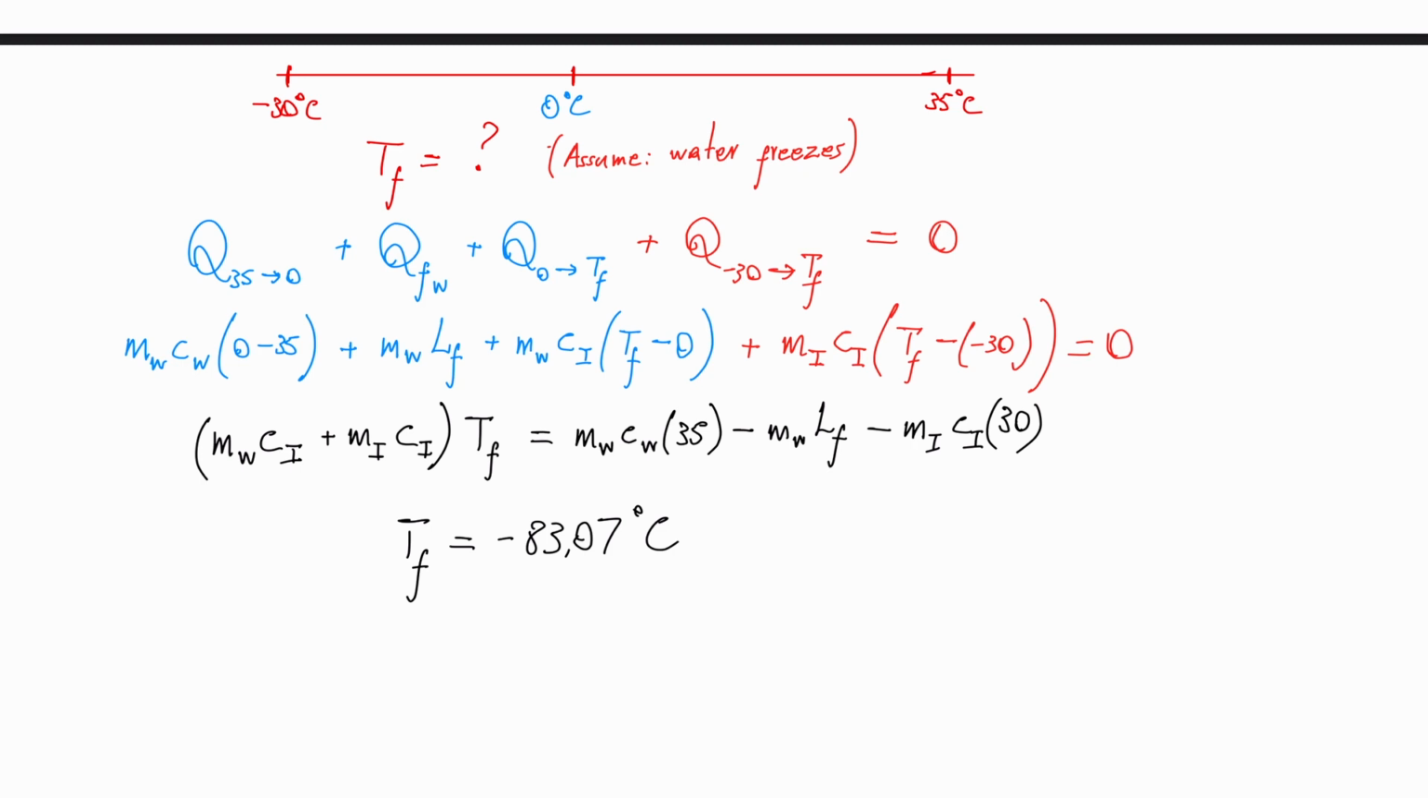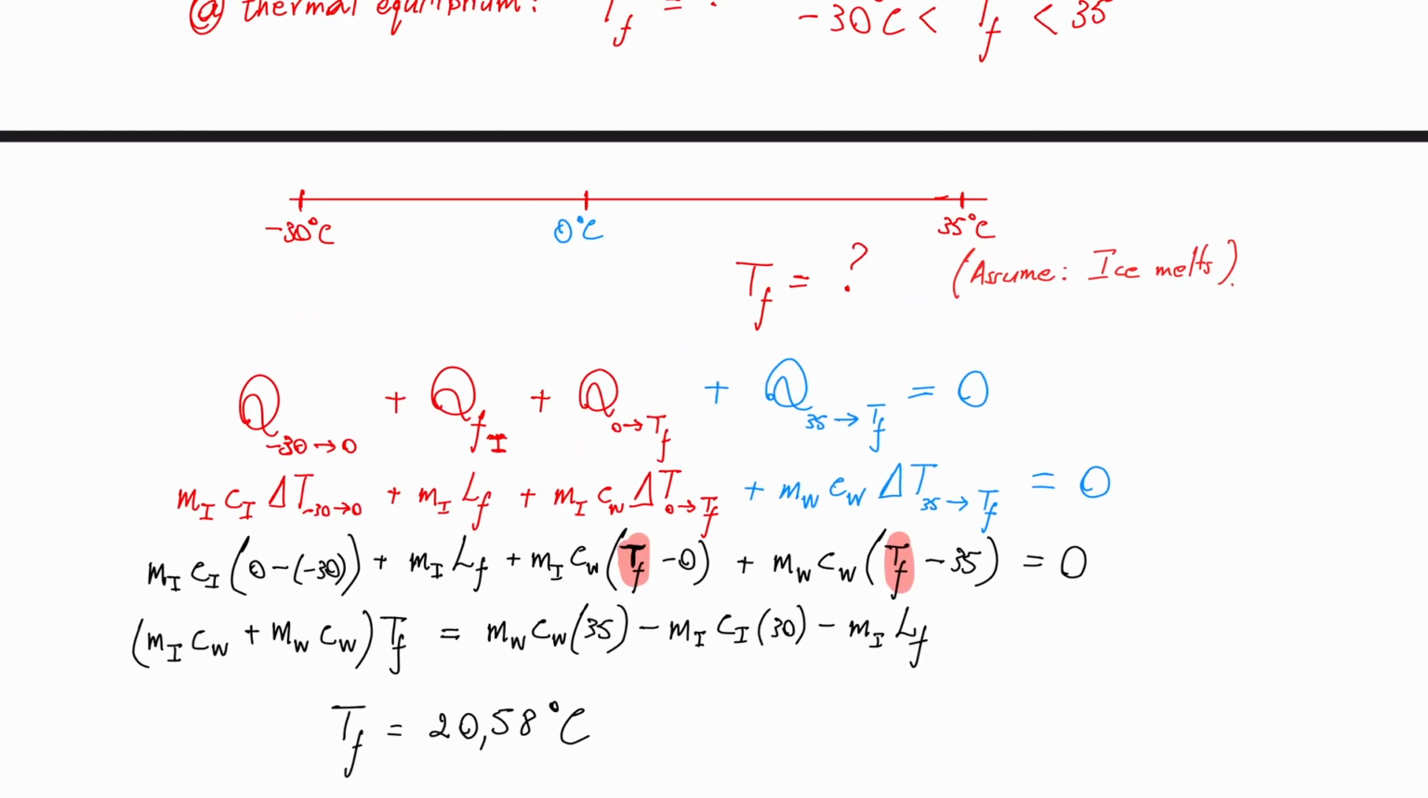So this is one very detailed way of showing you why the final temperature, the thermal equilibrium, will be 20. Hence, the ice is the one that's going to melt and not the water freezing.